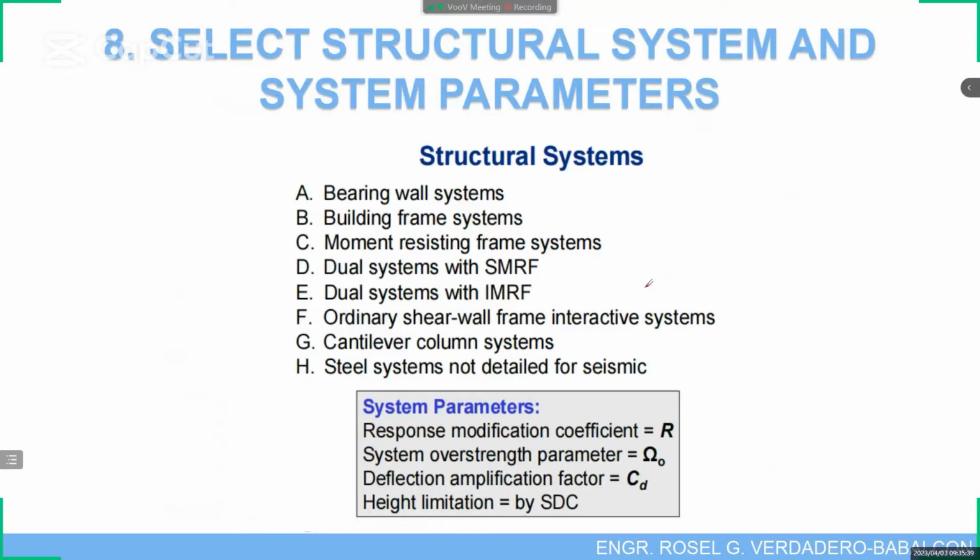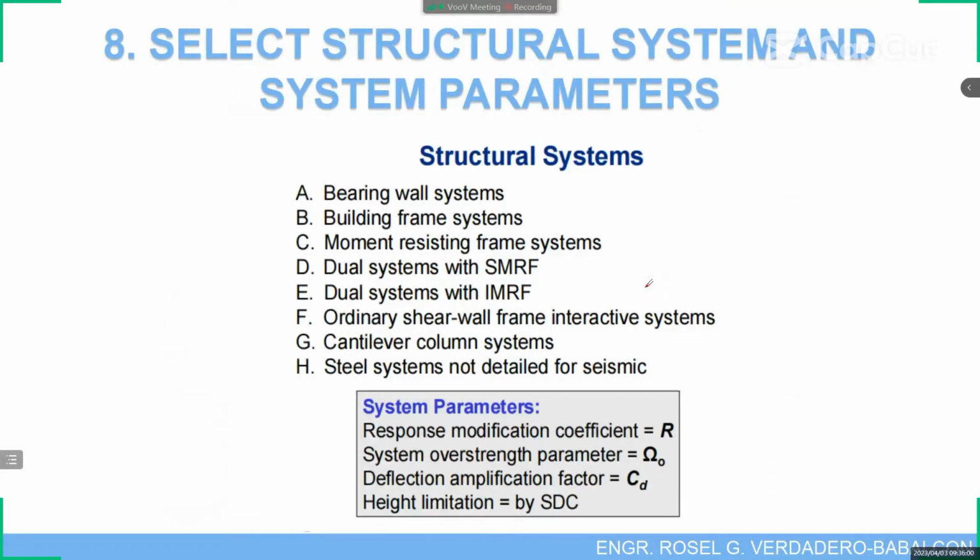So each structural system has corresponding system parameters, which are the response modification factor or the R value, the system overstrength parameter, and the height limitation depending on the location of your site. So later on we will discuss this.